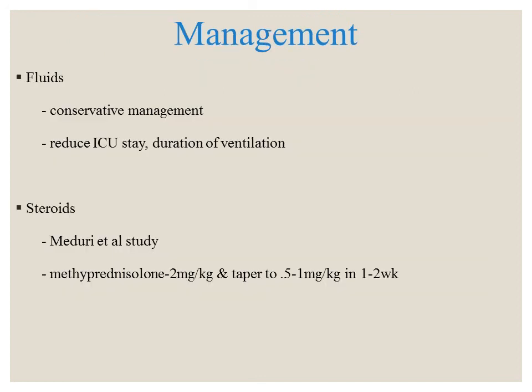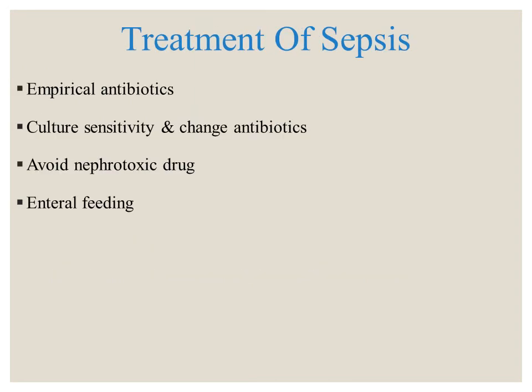So other management measures are conservative management. We should reduce ICU stay and the duration of ventilation, and steroids can also be used, which should be gradually tapered. And then for the treatment of sepsis, empirical antibiotics, and then depending upon the culture and sensitivity results, we can change antibiotics. We should avoid nephrotoxic drugs because the patient is already septicemic and is a potential candidate for multi-organ failure, and enteral feeding is recommended.